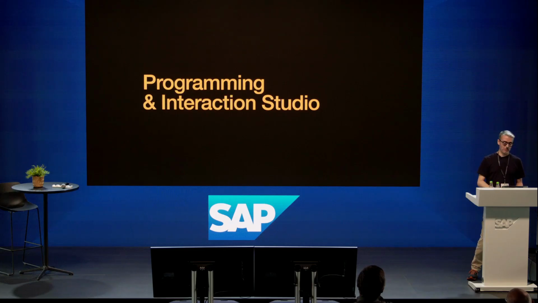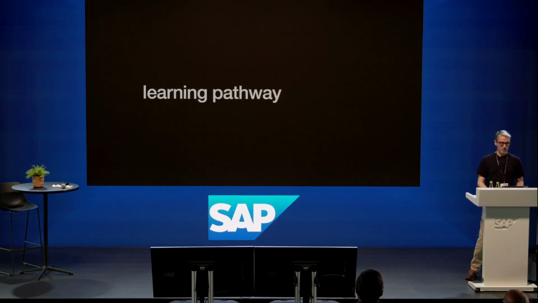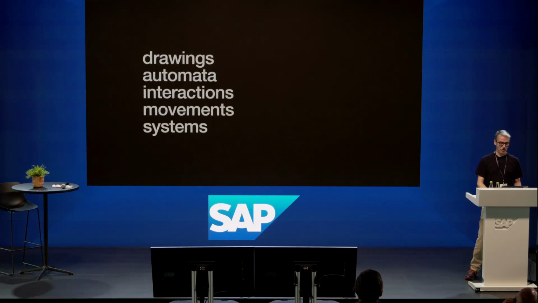the name of the course is Programming and Interaction Studio. It's an online course of 12 ECTS credits, double a regular course in my university and in Spain. Those were the two main focuses, programming and interaction. As I mentioned, we iterated the learning pathway for design and arts with the previous course. We want to start by drawing things with technology, then make that more automatic, and then introduce interactions, movements and systems.